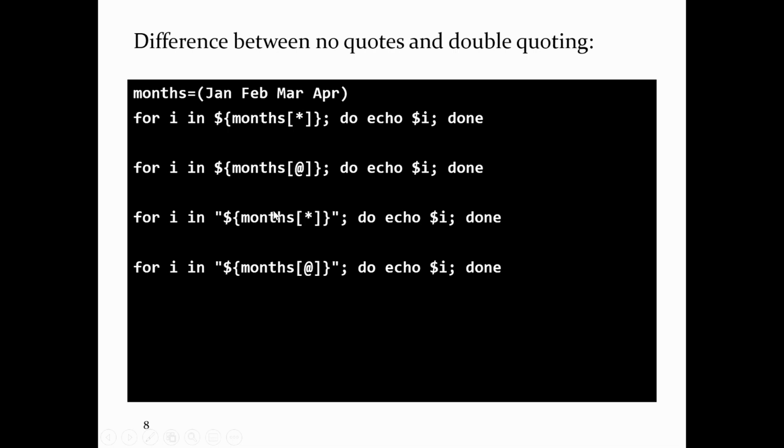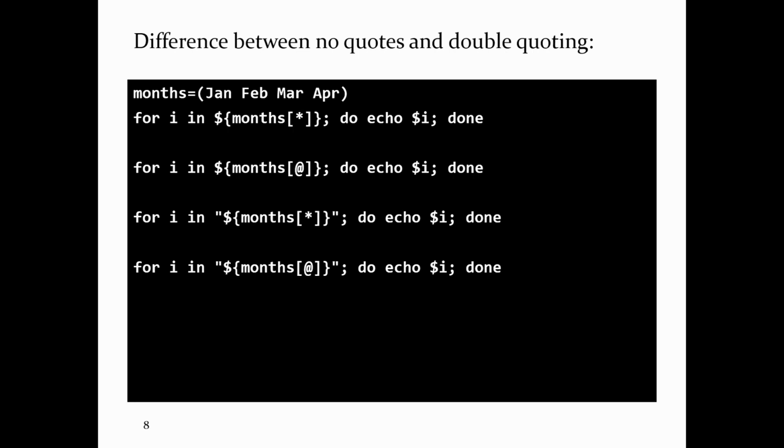Okay, so here's the slide that shows you the difference between all of these. I have the array January, February, March, April. I'm going to loop over the elements in the array, so for i in $months, with no quotes around the months, and I'm using the star. What $months star gives you is this string, the list January, February, March, and April, with a space between each string. Okay, that's what it's going to give you.